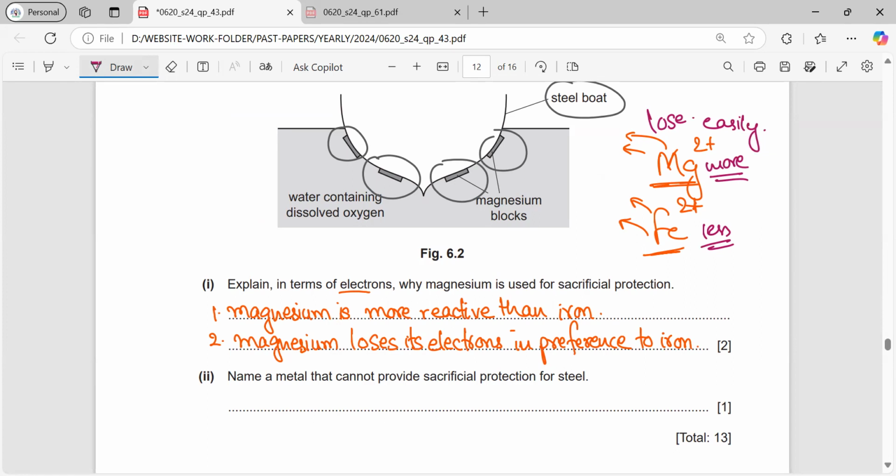So the iron loses its electrons later. If the magnesium is present, then magnesium will lose its electrons and react with oxygen instead of iron. It protects the iron from rusting.